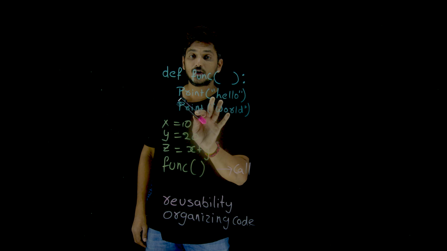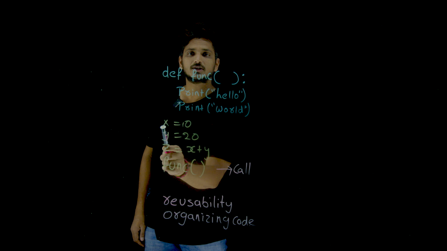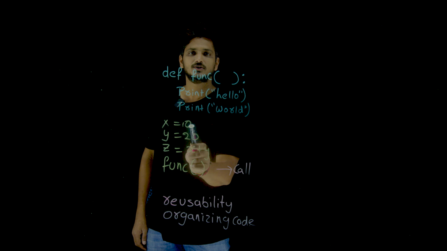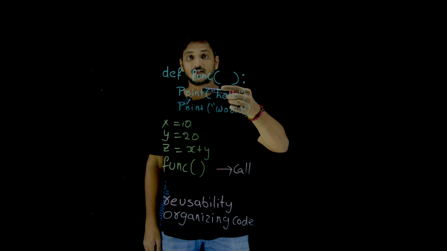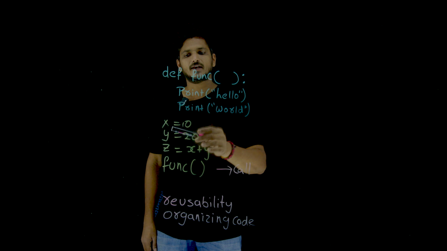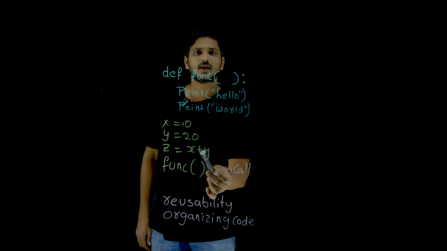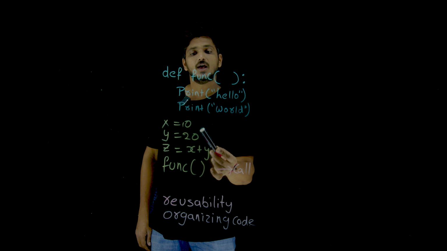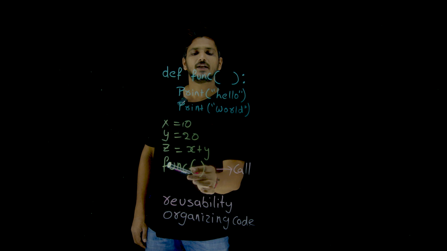Functions are not going to execute. Execution starts from here. The first line of code is going to execute. This is X equal to 10. After that, the execution moves to the next line, Y is equal to 20. Then execution moves to the next line, Z is equal to X plus Y. Then execution moves to the next line.